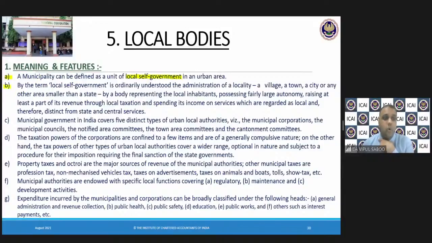So by the term local self-government, it is ordinarily understood that administration of a locality, a village, a town, a city, or any other smaller area than a state. So central level country, state level is what your state, level below the central level, state level, then below that areas, districts. So we have local self-governments. We have district commissioners in our areas, right? So by a body representing the local inhabitants, possessing fairly large autonomy, raising at least a part.